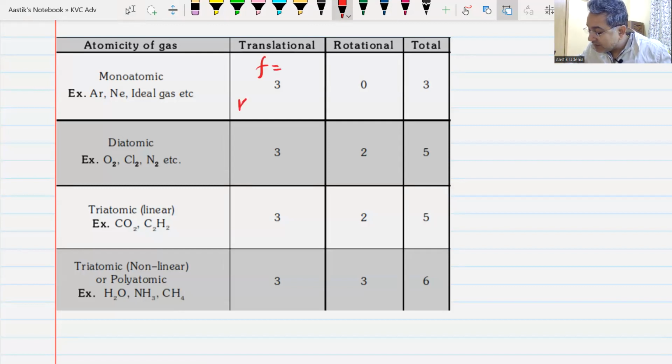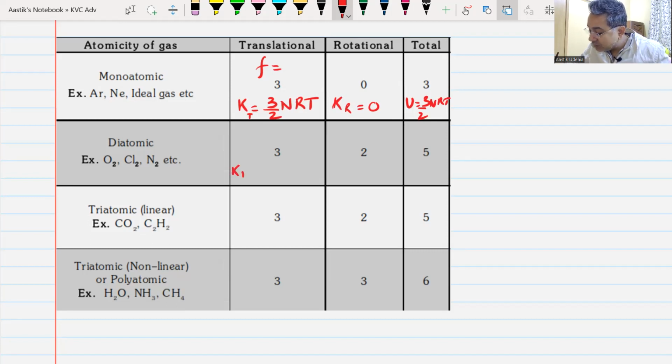So you can write the kinetic energy will be 3 by 2 nRT. Yes or no? Yes, sir. This will be the translational kinetic energy. The rotational kinetic energy would be 0. Total kinetic energy or total energy will be 3 by 2 nRT. Do we understand this? Yes, sir.